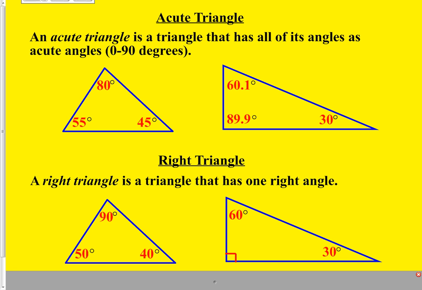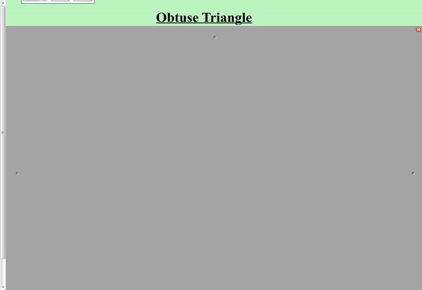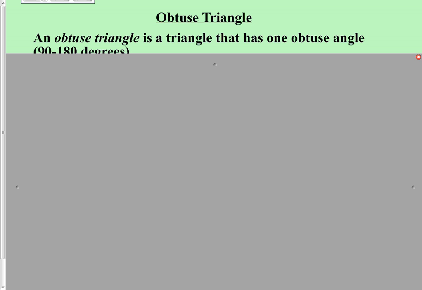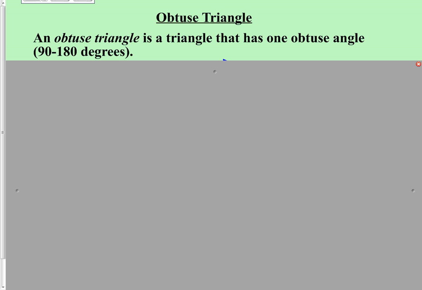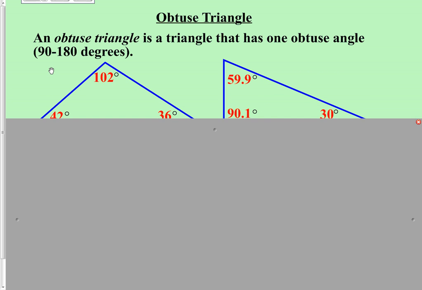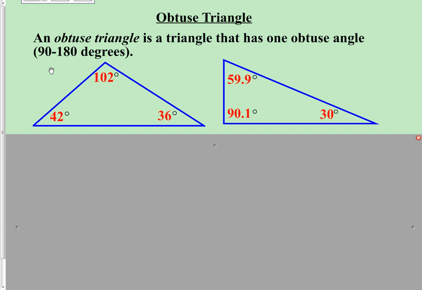I bet you can guess that the next one is going to be obtuse. Okay, obtuse triangles. Once again, an obtuse triangle is going to have two acute angles in it like any other triangle. The difference is the third remaining angle will be obtuse, somewhere between 90 and 180 degrees.